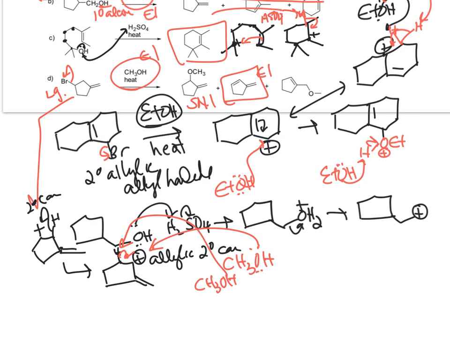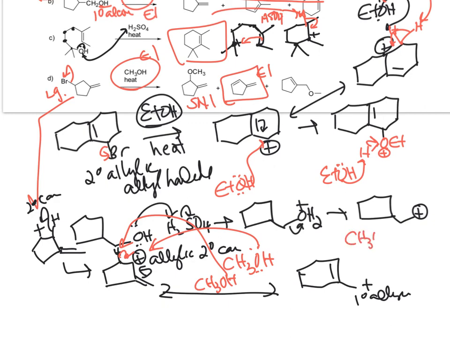And if you draw the resonance structure, you draw this alkene moving there, and you get the primary allylic carbocation. And then if you have the methanol coming in as a nucleophile, you get this product here, which is an SN1.